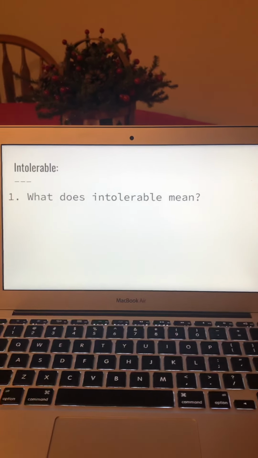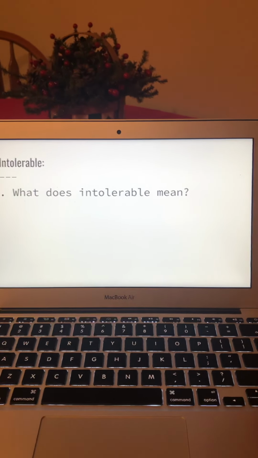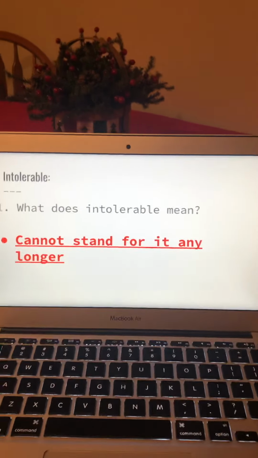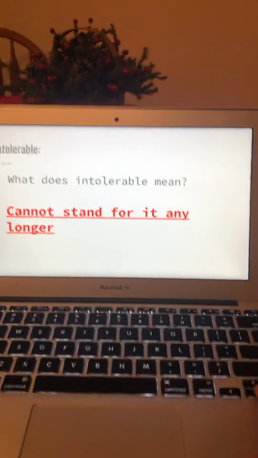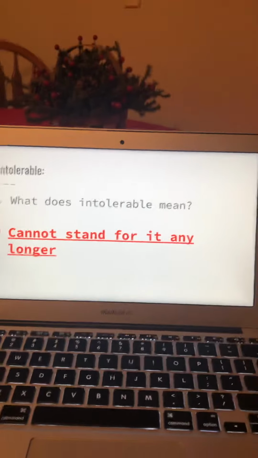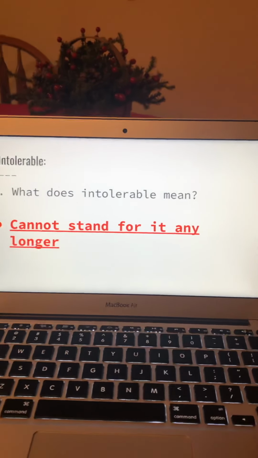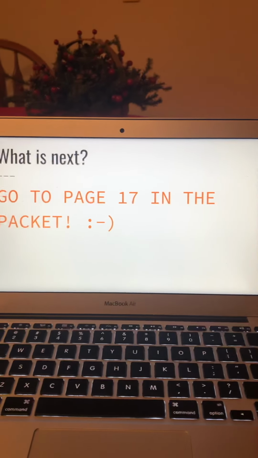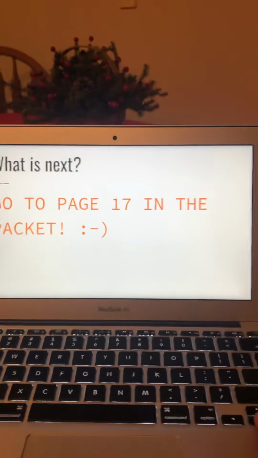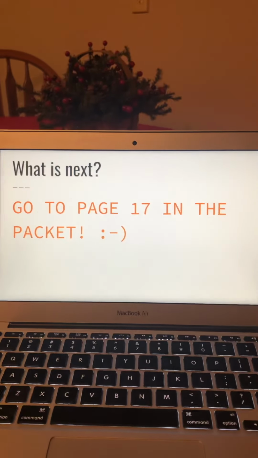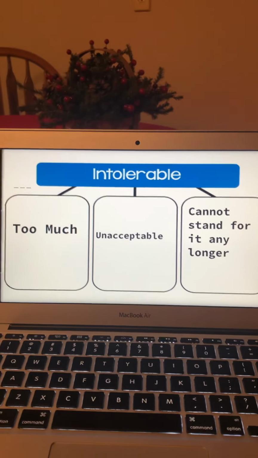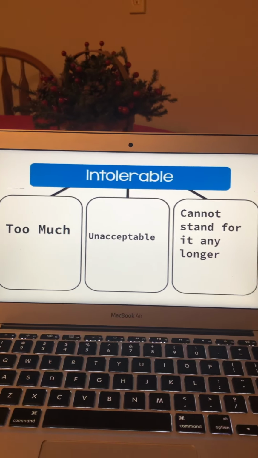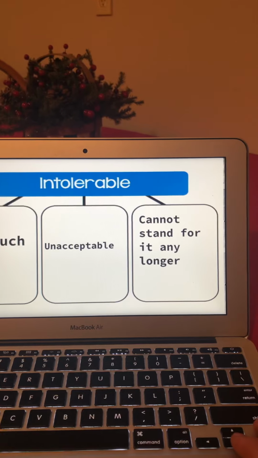So first off, we gotta learn what does intolerable mean, okay? So you can't stand for it any longer. So meaning like they couldn't stand for certain acts any longer or what the king was doing. It was very unacceptable. They just couldn't stand for it, okay? So intolerable. It's too much, unacceptable, cannot stand for it any longer.